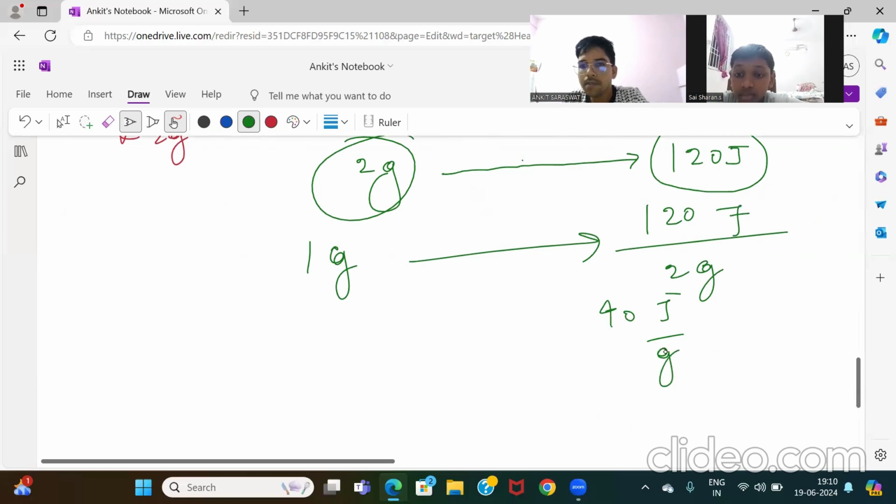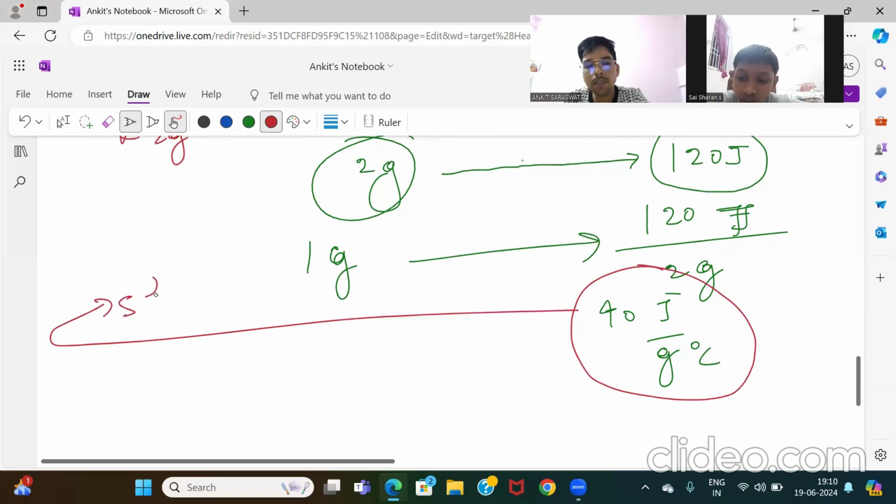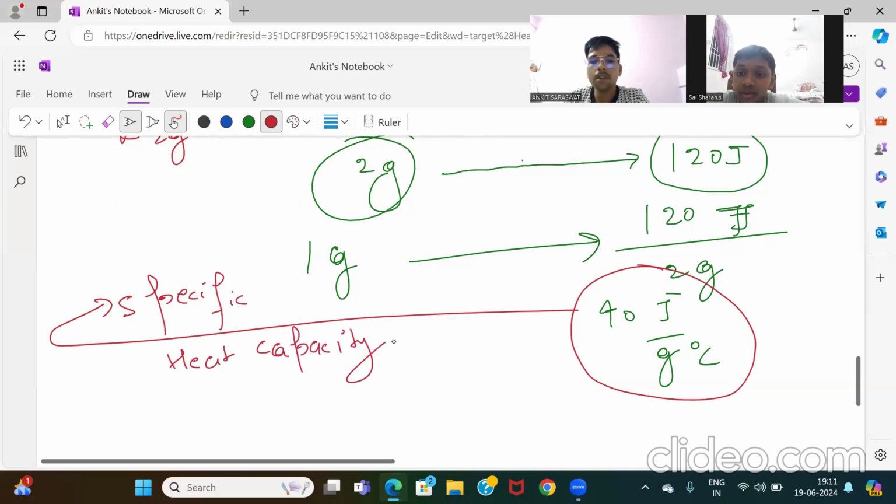Clear? 40 joule per gram, and you should write degree Celsius also because you are increasing the temperature by 1 degree Celsius. Then this is known as specific heat capacity. Understood? So what is the unit of specific heat capacity? Joule per gram per degree Celsius. Understood?